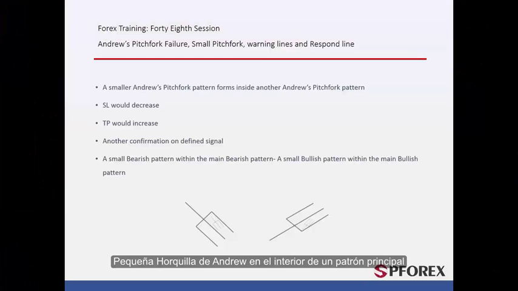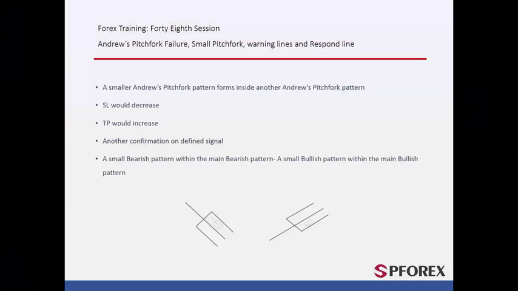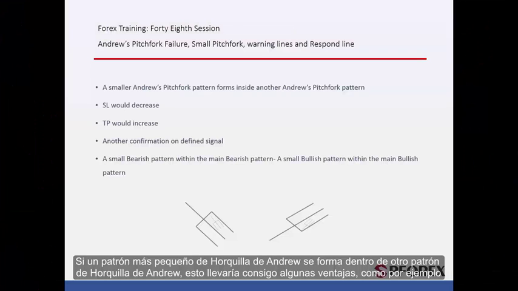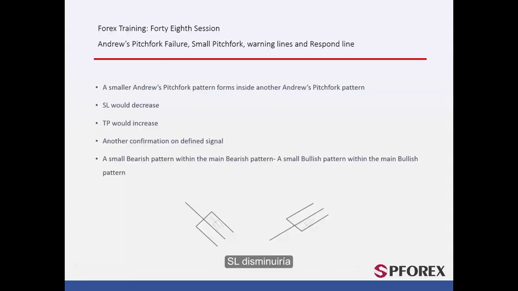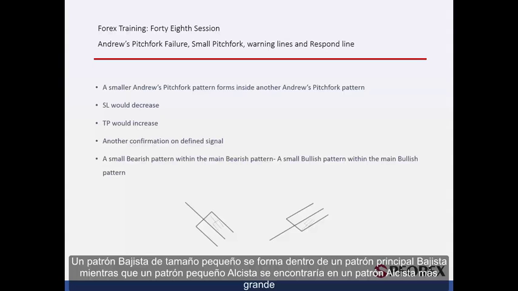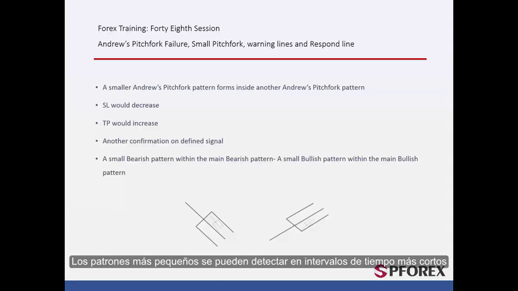Small Andrew's pitchfork inside a main pattern. If a smaller Andrew's pitchfork pattern forms inside another Andrew's pitchfork pattern, there would be some advantages, such as SL would decrease, TP would increase, and there is another confirmation on a defined signal. A small bearish pattern forms inside a main bearish pattern, while a small bullish pattern would be in a bigger bullish pattern. Small patterns can be detected in shorter time frames.